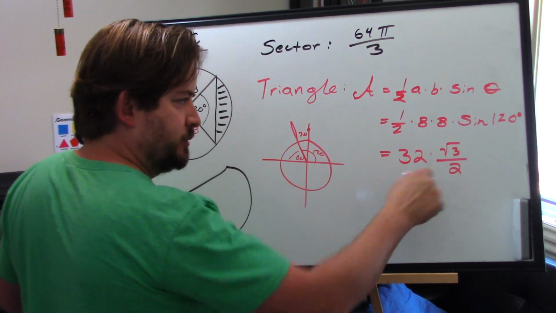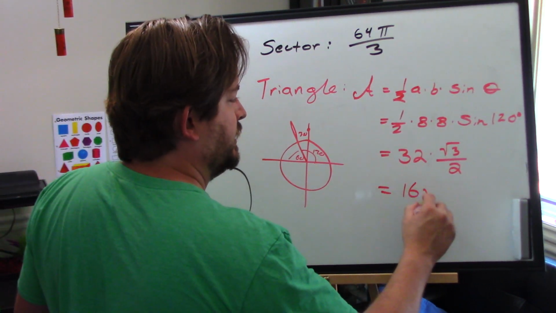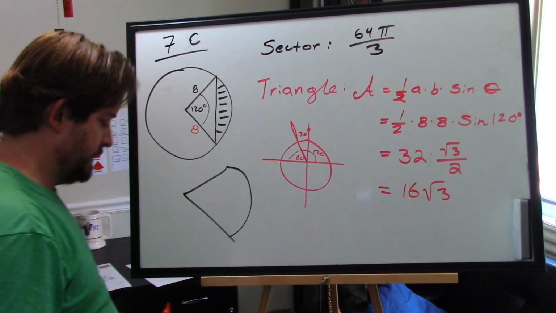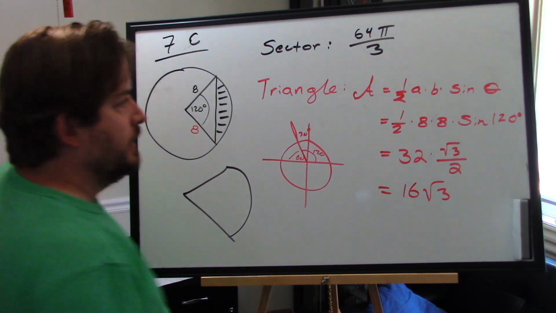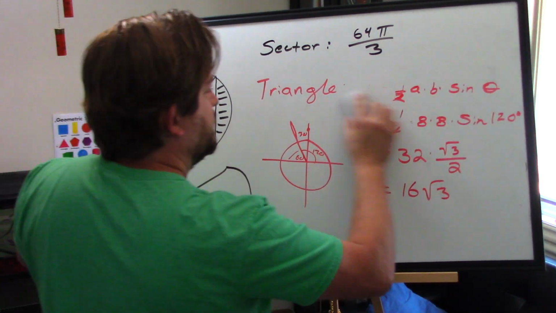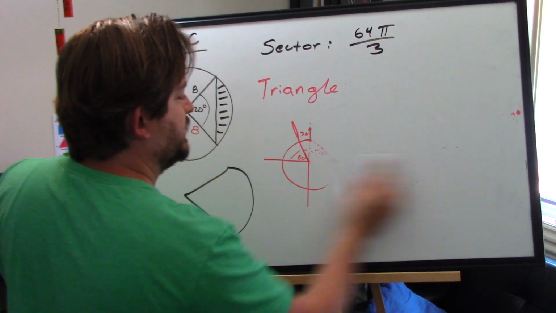So 32 is divisible by 2. That gives me 16. So I have 16 root 3. And there I have it. If I take this, my triangle is 16 root 3.